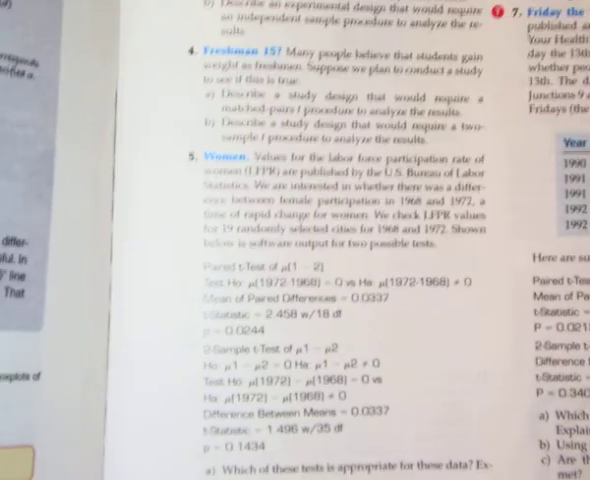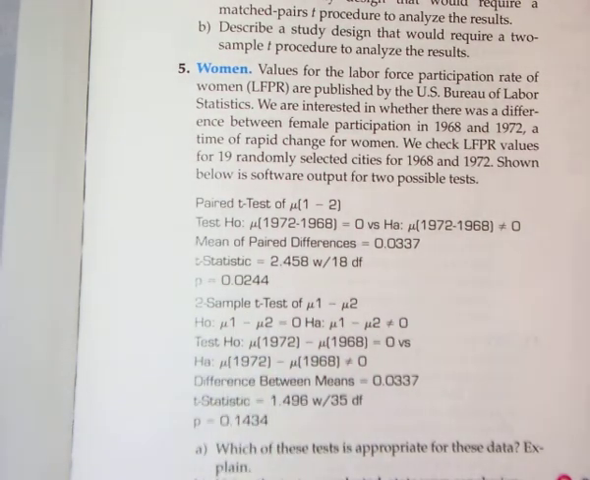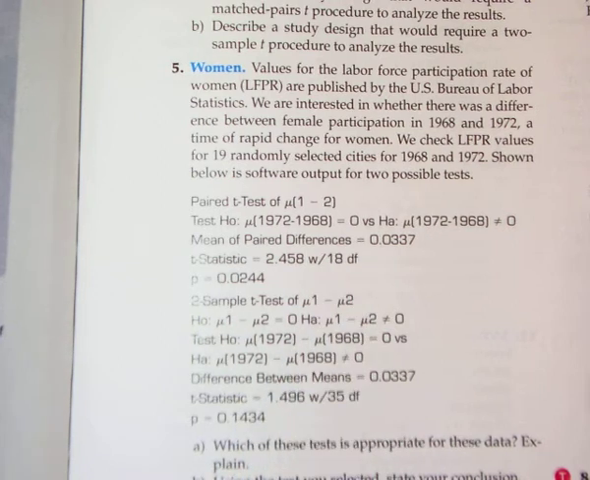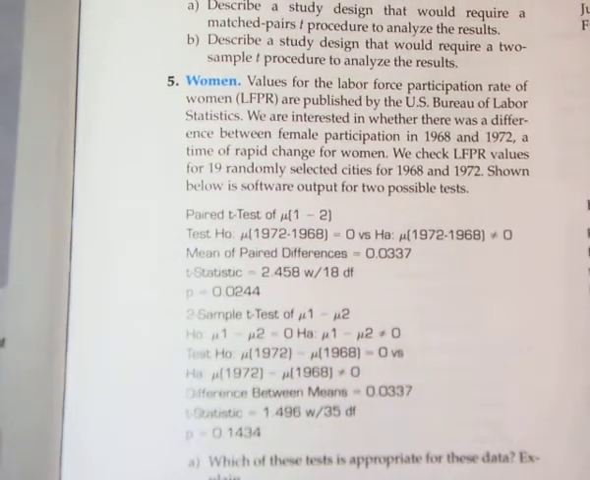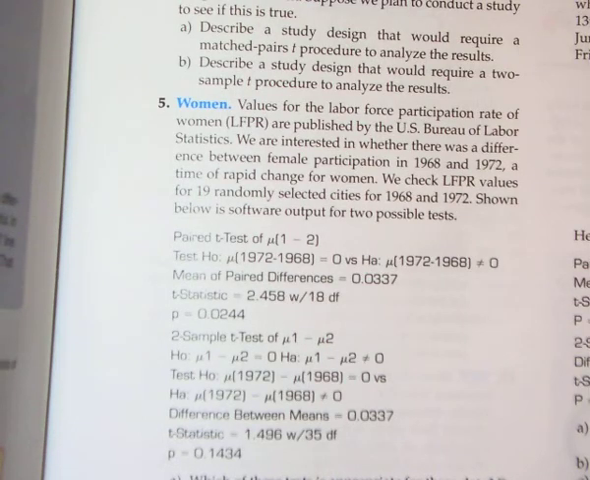So what does that mean? Our p-value is 0.0244, so we're going to reject the null. So we're going to accept the alternative that the mean difference does not equal 0, so there was some change in the labor force.